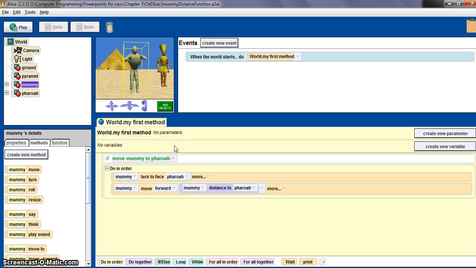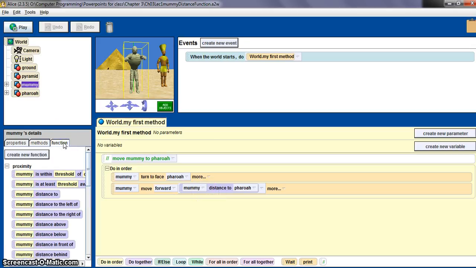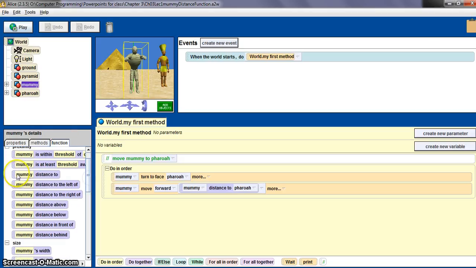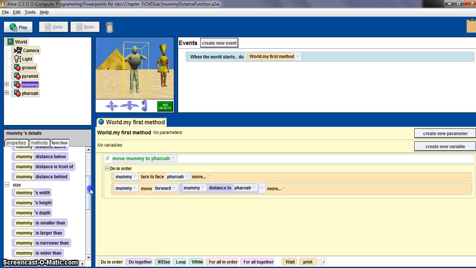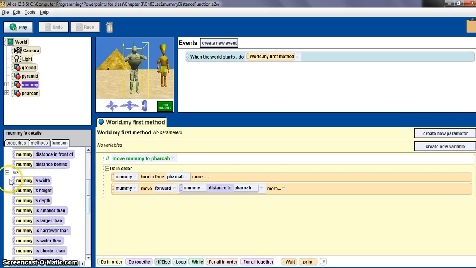Okay, so here we are, and you can see mummy turned to face pharaoh. That's just a normal old method that you wrote. This is different. Mummy moved forward. Instead of a number, which you might have put in, there's something else. Well, that something else is a function under mummy, so you can see mummy's details, and I clicked on function, and I can drag in mummy distance to, and anything that lights up green means it's going to work. So proximity will work in the place of a number. Just while I'm here, here are some other things. Size, so that could be a number.